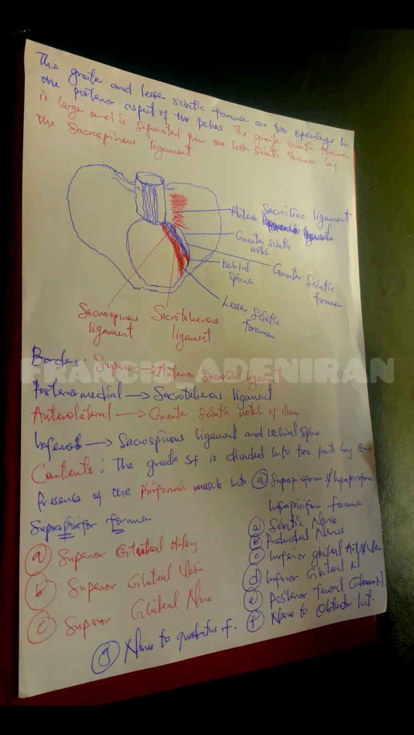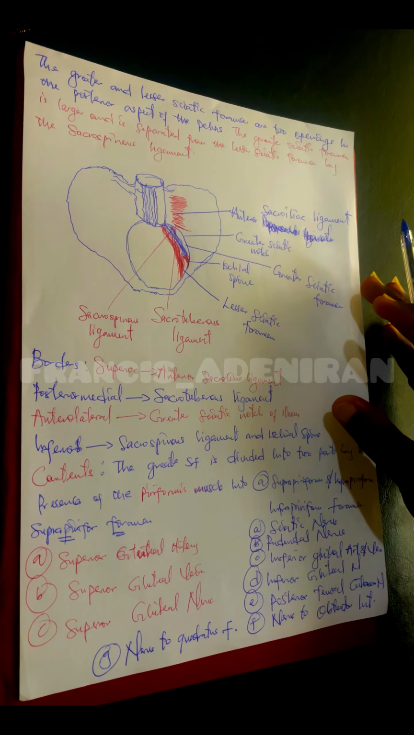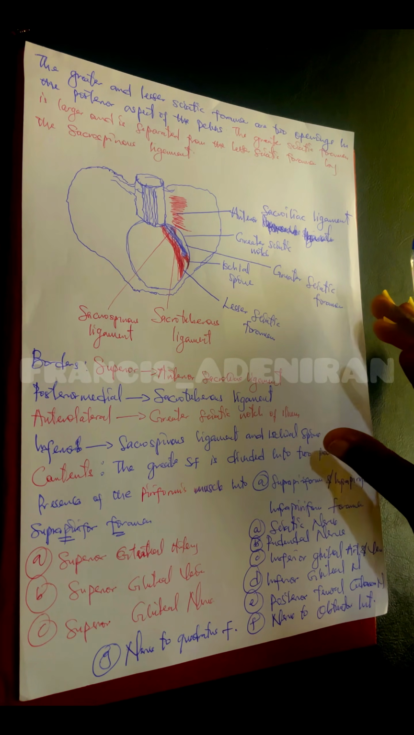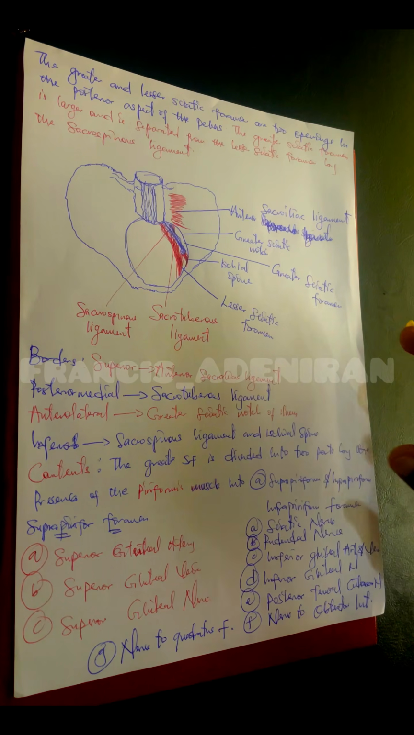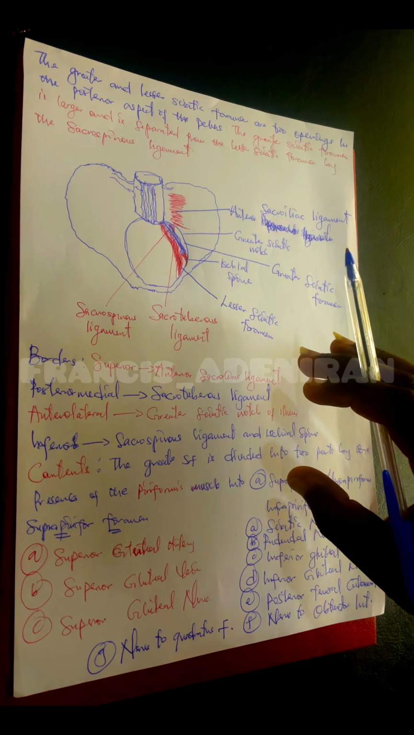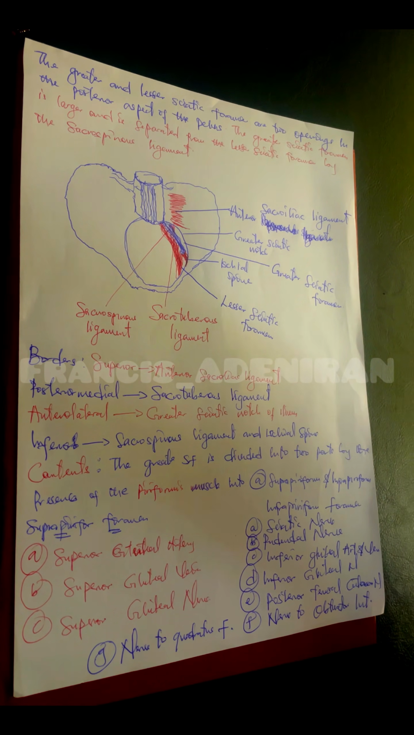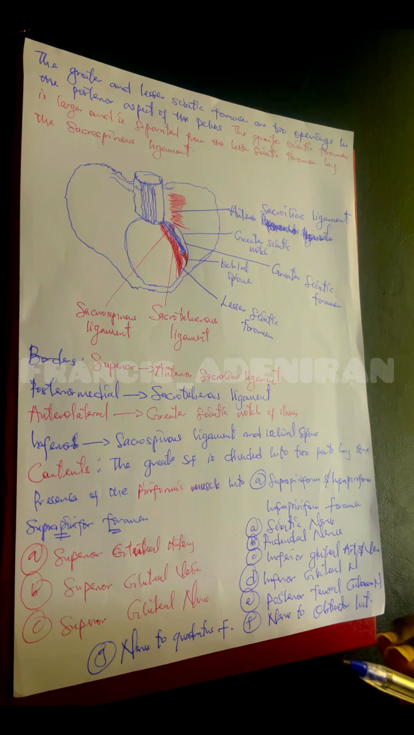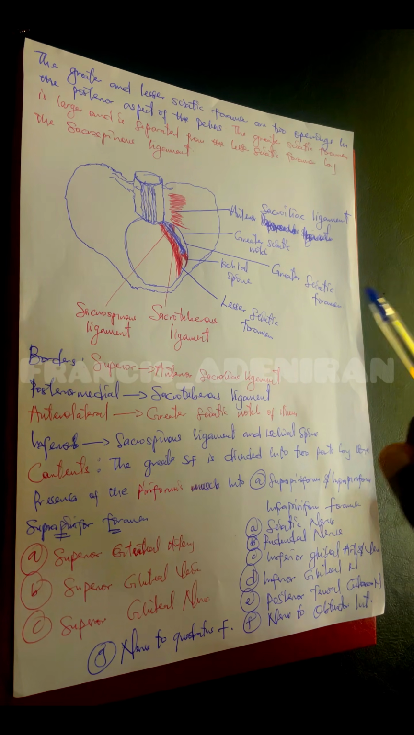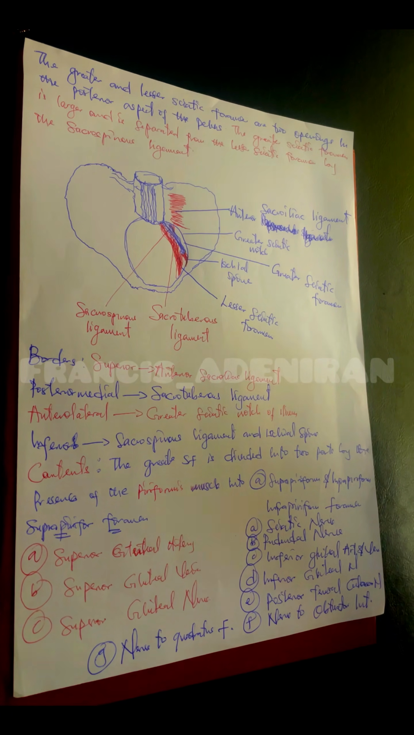Now, earlier we said that these foramina allow structures to enter and pass into the pelvis, right? So let's discuss the contents of the greater sciatic foramen. Before we can discuss the contents, it is very important to note that the greater sciatic foramen is divided into two parts by the presence of the piriformis muscle. This piriformis muscle divides it into a suprapiriform and an infrapiriform foramen. We'll be discussing the contents of the suprapiriform and the infrapiriform, but collectively they can be called the contents of the greater sciatic foramen.